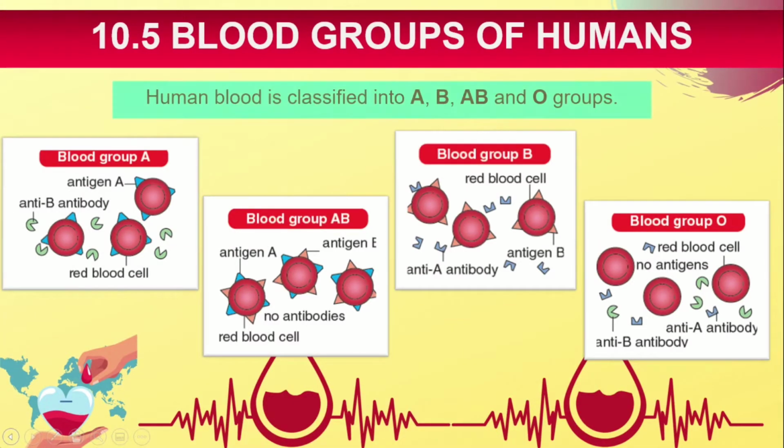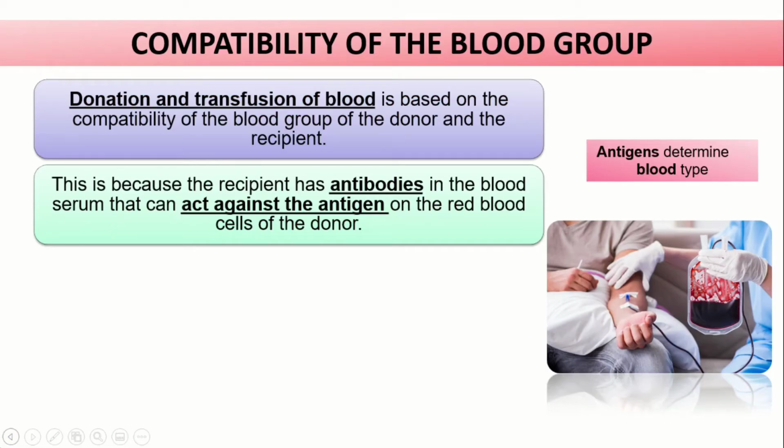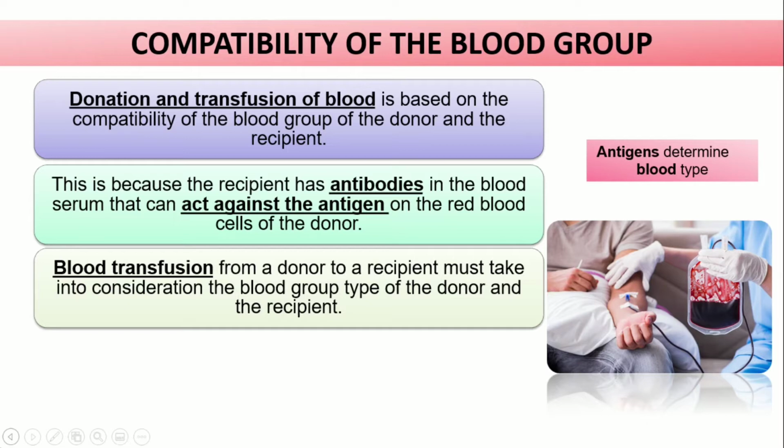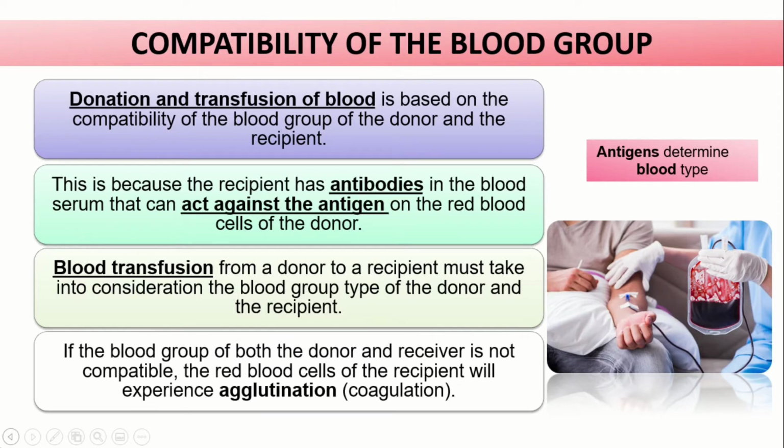The blood groups of humans consist of A, B, AB, and O groups. The antigen determines the blood type. This is because the recipient has antibodies in the blood serum that can act against the antigen in the donor blood. Before a blood transfusion is done, we have to consider the blood group type of the donor and the recipient. If the blood groups of donor and recipient are not compatible, it can result in agglutination or coagulation.